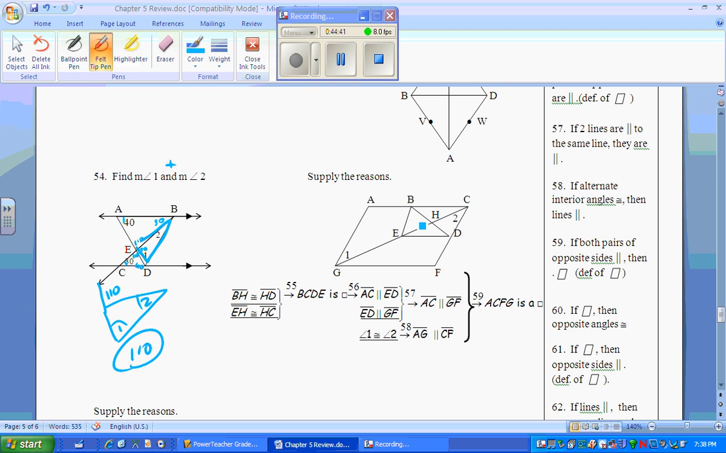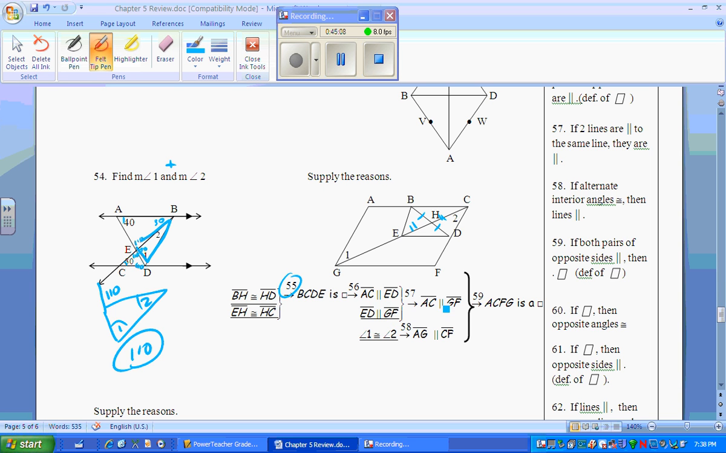Next one, we see BH and HD and then EH and EC. So this 55 right here is, if the two sets are bisecting each other, then you have a parallelogram. If you go from a parallelogram, you know that opposite sides end up being parallel. This one is also parallel.